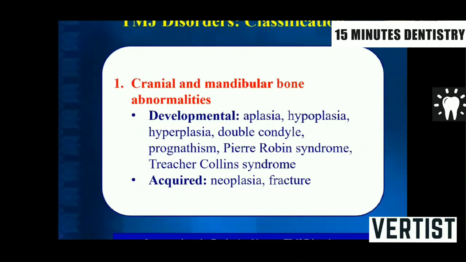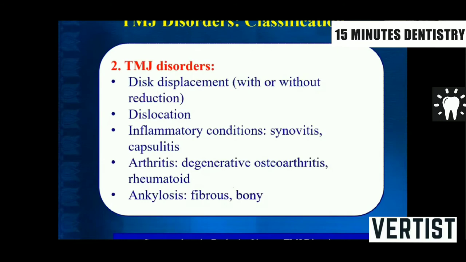Now, first is the disorder abnormalities of the cranial and mandibular bone. So they are of two types, developmental and acquired. Developmental like aplasia, acquired like neoplasia. Second is another component of TMJ. Okay, so the TMJ disorders per se in that mechanism. So there's displacement with or without reduction, dislocation, inflammatory conditions like synovitis, capsulitis, arthritis and ankylosis.